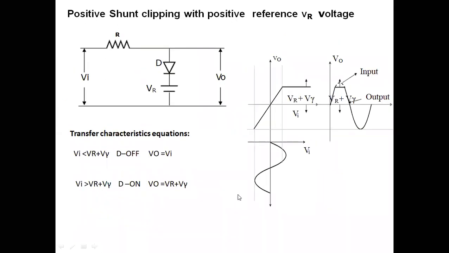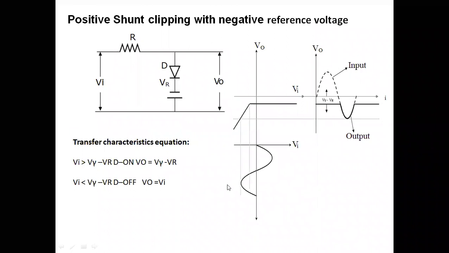It will be very easy to draw the output waveforms, whether it has a reference voltage or no reference voltage. With a positive reference voltage, what happens? With a negative reference voltage, what happens? Today we have seen the positive shunt clipper with positive or negative reference.